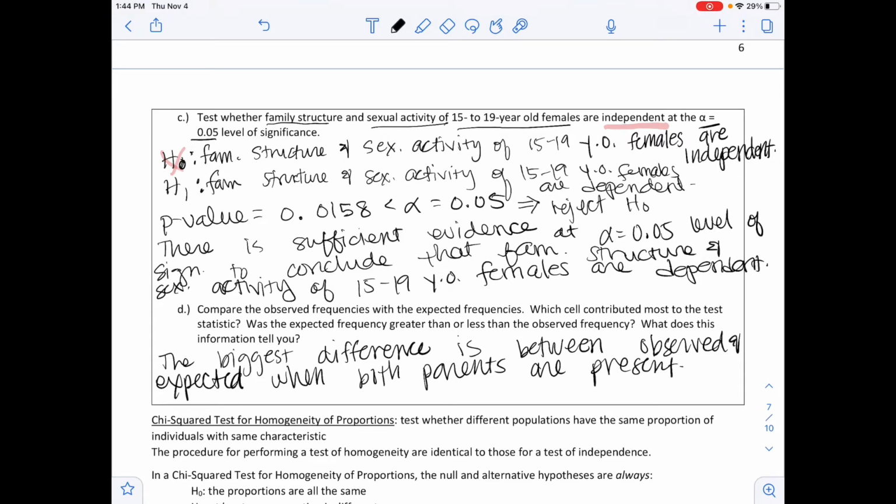And the reason why this contributes to a larger test statistic is that you subtract your observed and your expected and then square it. So the bigger that difference is, the larger it's going to cause your test statistic to be. And the second question was: were the expected frequencies greater than or less than the observed frequencies? And so was one in one way and one in the other way? And then what does this information tell you? It tells us that they assumed that it was supposed to be independent, however it wasn't, that there is again some kind of dependency between these two variables.